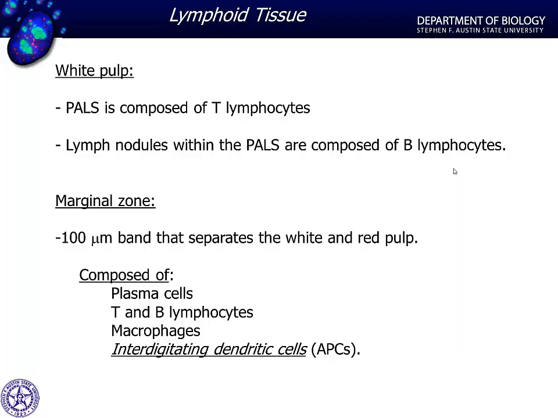So white pulp, again, our periarterial lymphatic sheath, is going to be composed primarily of the T lymphocytes. But then when we get into those areas where we have our primary and secondary lymph nodules, we're going to see those as our B lymphocytes. Now, in the less dense marginal zone on either side of that, we're going to see plasma cells, T's and B's, macrophages, dendritic cells, and remember, macrophages and dendritic cells are going to be our antigen-presenting cells that are presenting material to our lymphocytes.